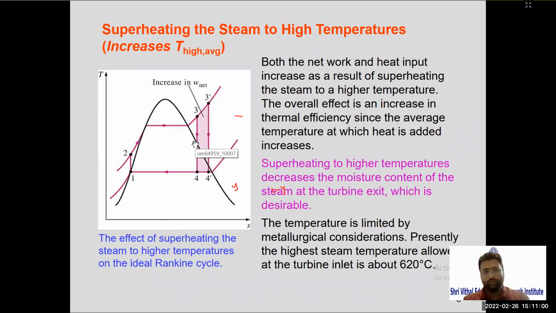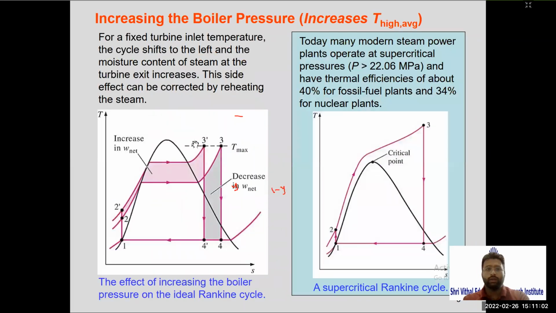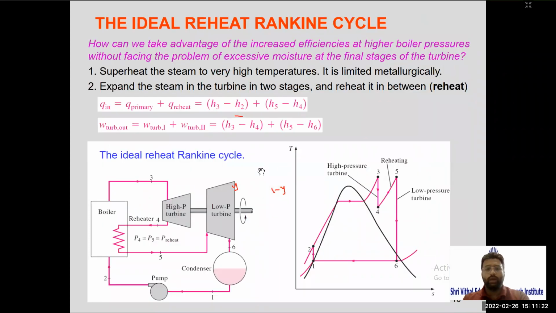Second was reheating the steam, which was also very good. Third was increasing the boiler pressure. So here there was a confusion whether the network is increasing or decreasing. There is also decreasing network. So this can be eliminated by reheating the steam. Then we have seen the supercritical Rankine cycle in which the pressure inside the boiler is above the critical point of water. Then we have seen two other methods commonly used, that is reheating and regeneration.